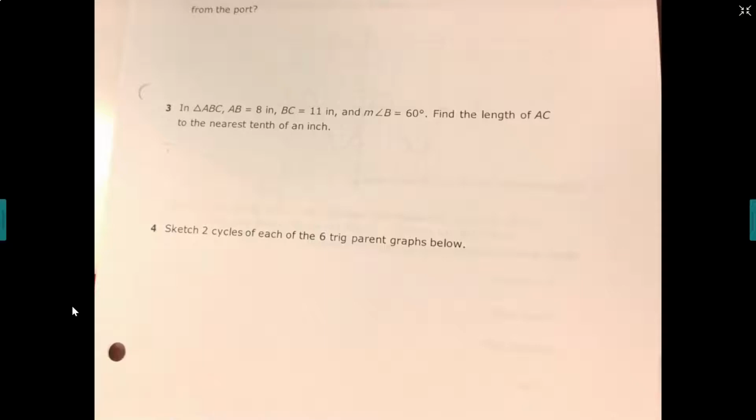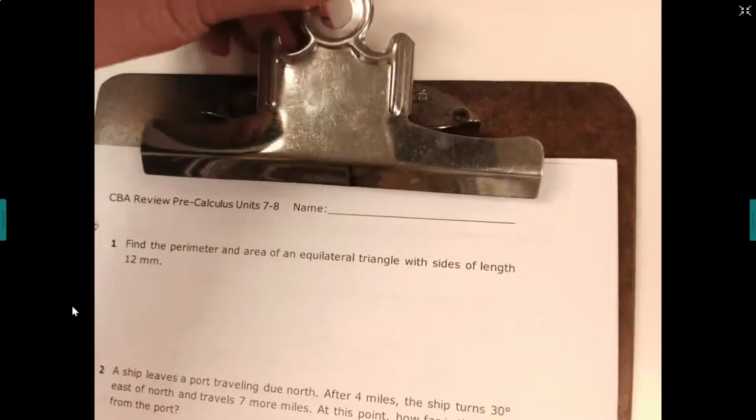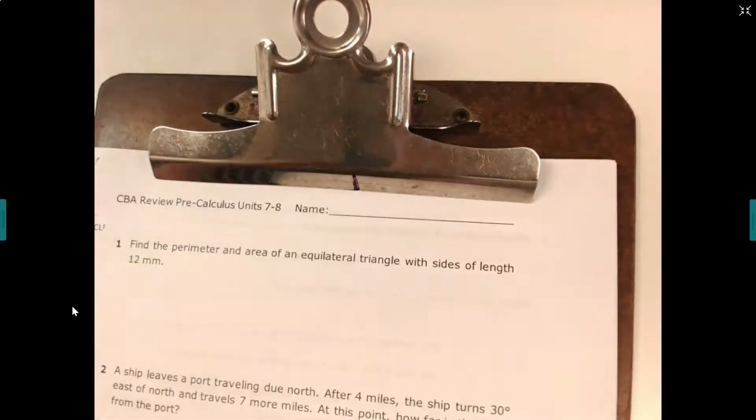You guys, the other day, your CBA is tomorrow. That means that Friday you get a free day, unless you're absent tomorrow, and then you have to take the CBA on Friday. So let's take a look at the first one. This does count as a quiz grade, but hopefully we'll just do it all together, and then it'll be done.